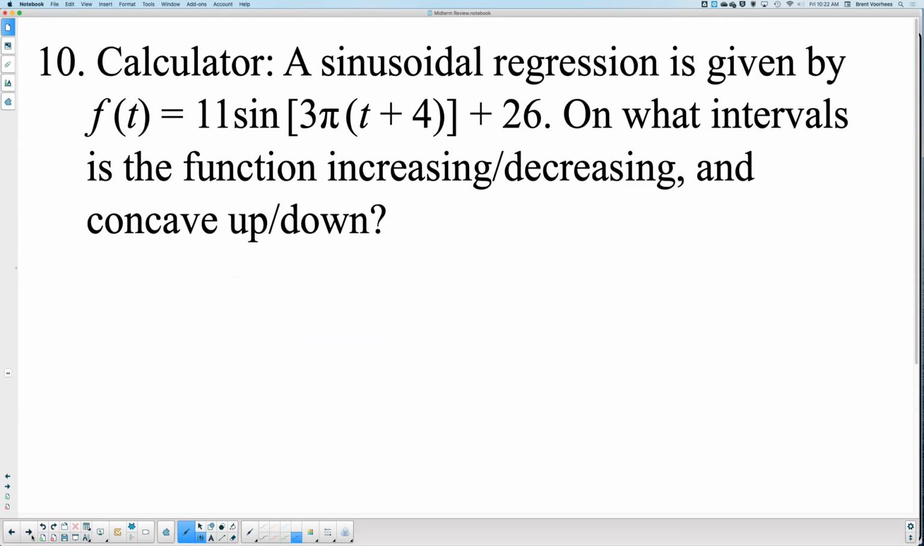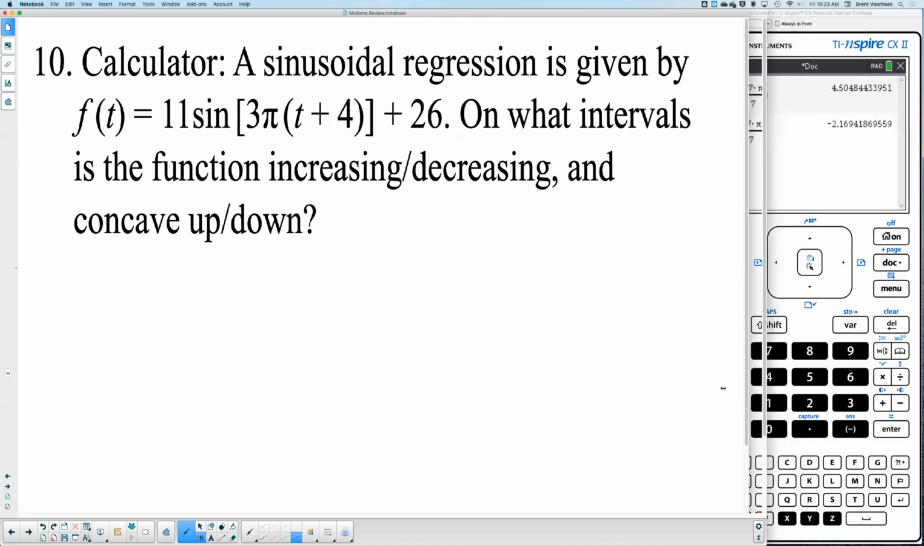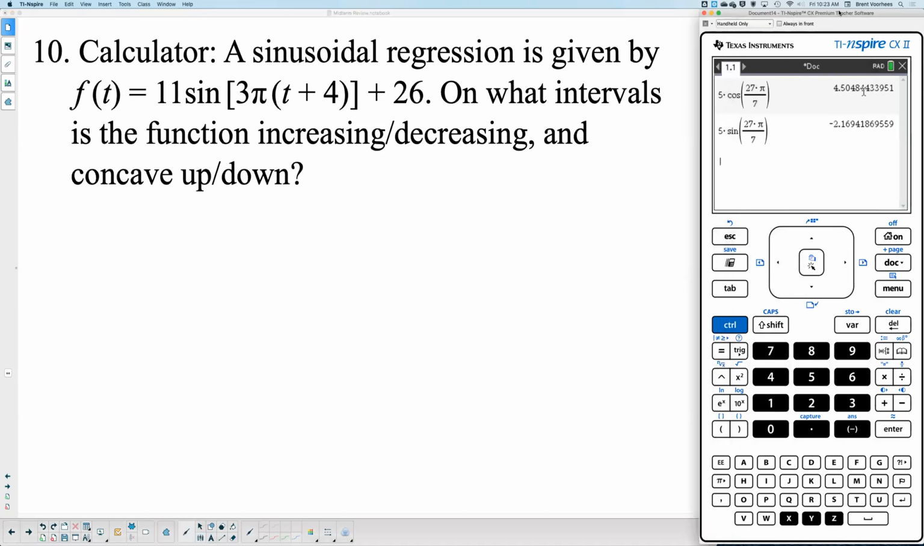All right, 10, calculator. Sinusoidal regression is given by that equation. On what intervals is the function increasing, decreasing, concave up, concave down? Okay, go ahead and graph this. I want to make sure everybody knows how to graph. Type it in like that. I'm not going to take all the time to write the intervals. So on my calculator, you just do a second set of parentheses.